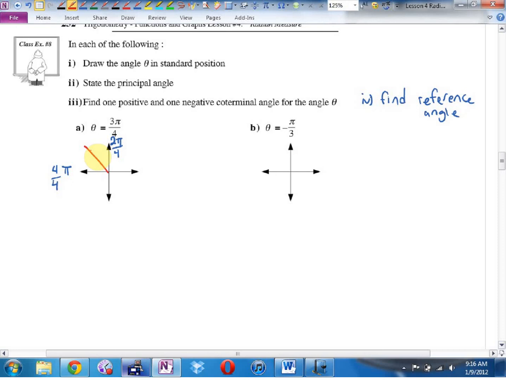So the angle is that right there. We've drawn it in standard position. Part 2 said, state the principal angle. Now, the principal angle in degrees was always between 0 and 360. What will the principal angle in radians be between? It'll be between 0 and 2 pi. Is this between 0 and 2 pi? Then it is the principal angle.